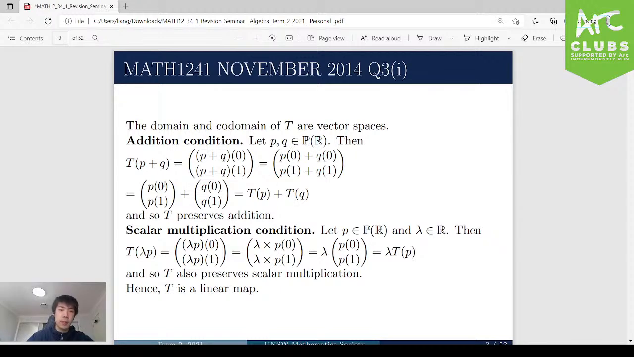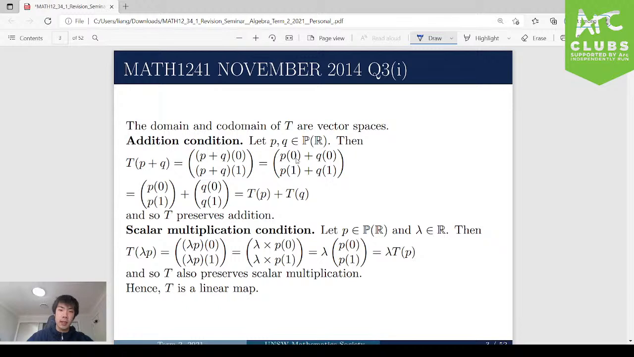Then T of P plus Q would be equal to the polynomial P plus Q evaluated at 0 and the polynomial P plus Q evaluated at 1. But if you recall how functions work, if you add two functions together and evaluate at a certain point, it's the same as just evaluating them individually. So then you have P0 plus Q0, P1 plus Q1.